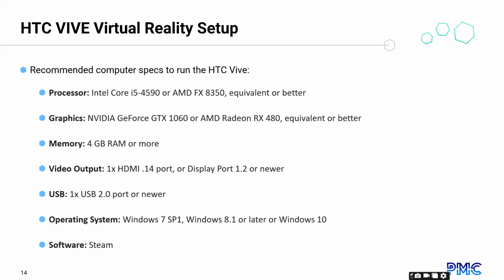Video output: one HDMI port, DisplayPort or newer one. USB 2.0 port or newer one, 3.0 for example. Operating system: Windows 7, 8.1, 10, or also 11. And to run the HTC Vive, we must have the Steam software installed on the machine.